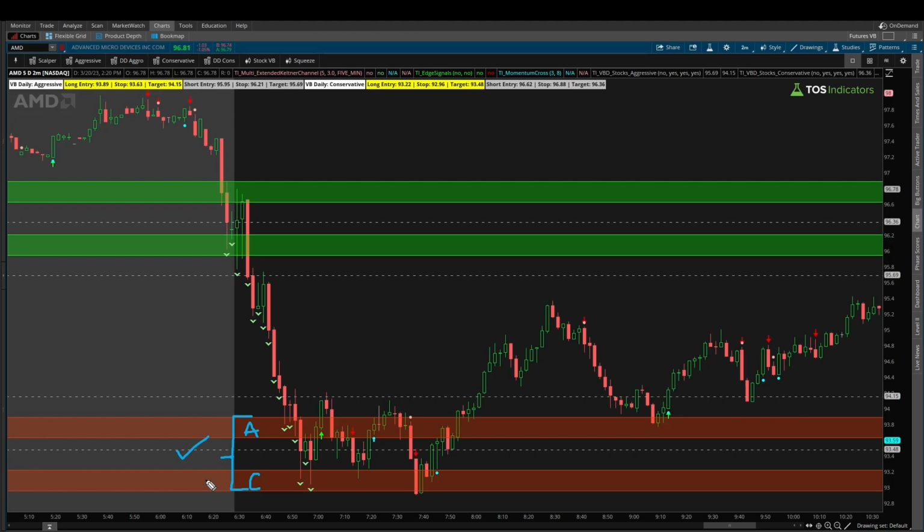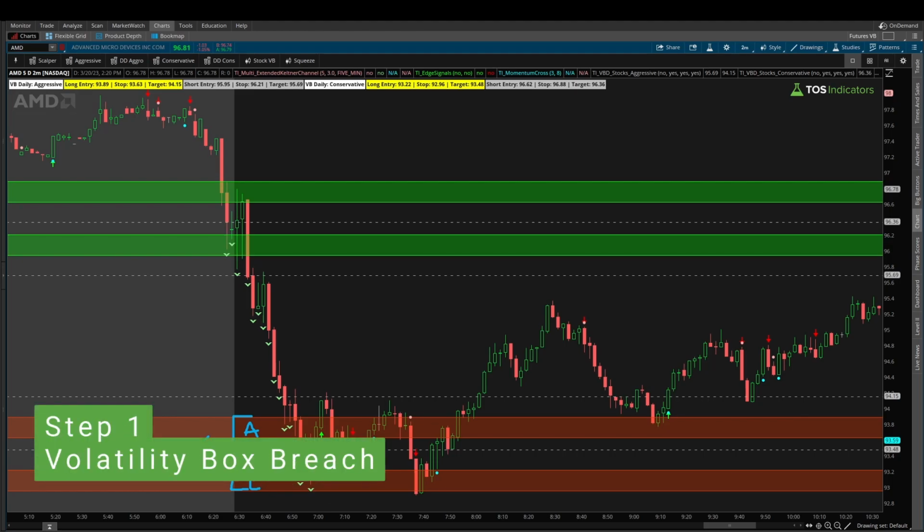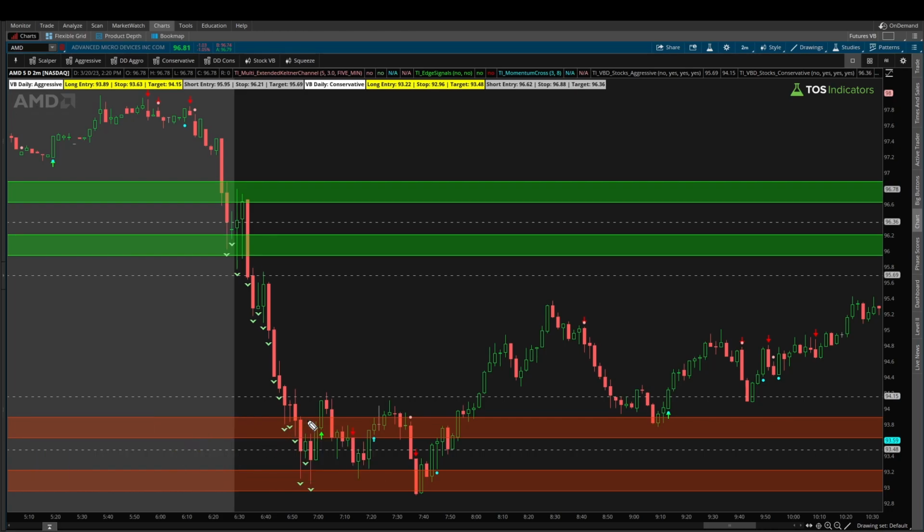We have a high likelihood here of a reversion to the mean opportunity. Very much the risk to reward is skewed in our favor here. So that was step one. We had the volatility box breach. That part of our setup rules were met. Step number two, we were looking for these Keltner channel wedges, at least 5 of them, and we had way more than 5 of them plotting.